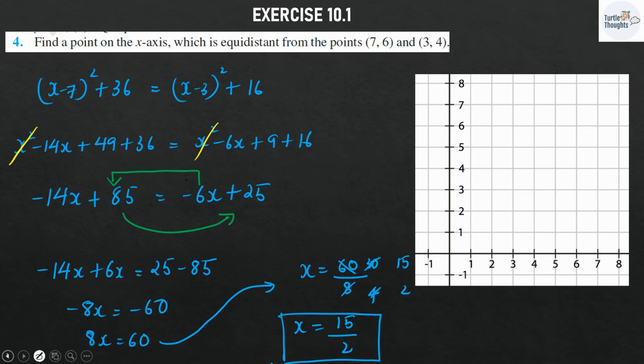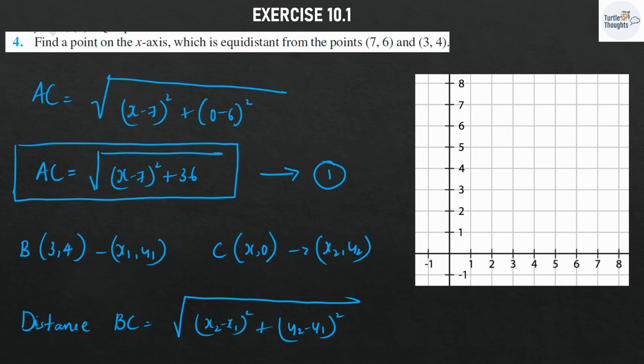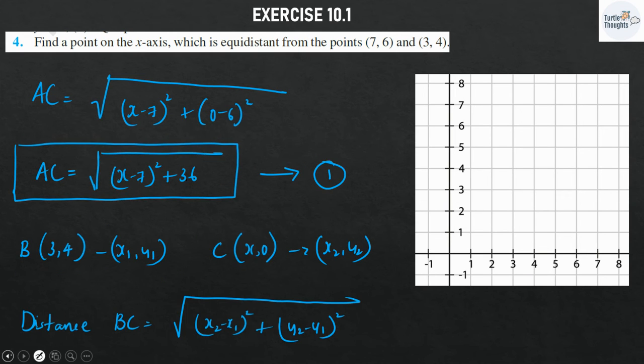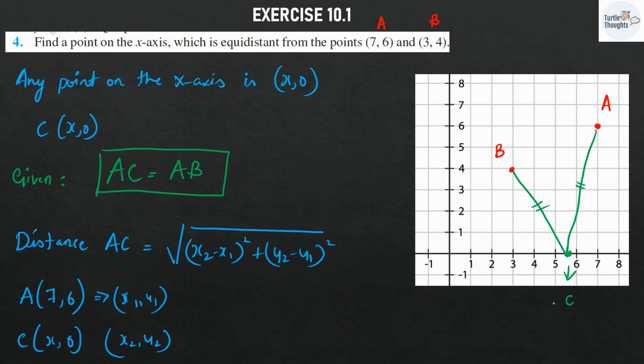So the final answer is the point on the x-axis. This is what we have to find out. So the point on the x-axis which we have taken as C is (x, 0), and we have got x as 15 by 2, so (15/2, 0). So this is going to be the coordinate C. This is the point which is equidistant from both A and B.